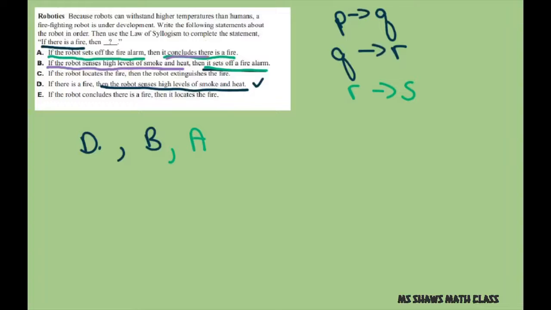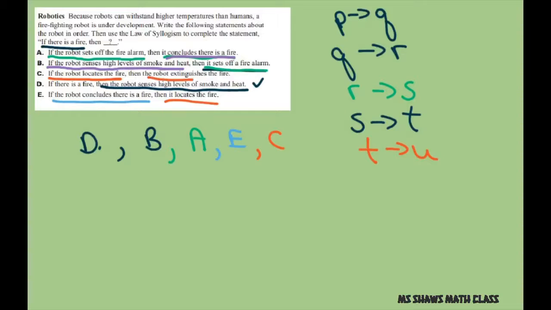Now we have to look at this one. If there's a fire, so where's if there's a fire? If it concludes there's a fire, so that would be E. So here we're going to write if S, R, S, T, and then it locates the fire. So it locates the fire. And in the final we have C. If the robot locates the fire, R, S, T, U, so it'd be U, then the robot extinguishes the fire. So that's your last statement.